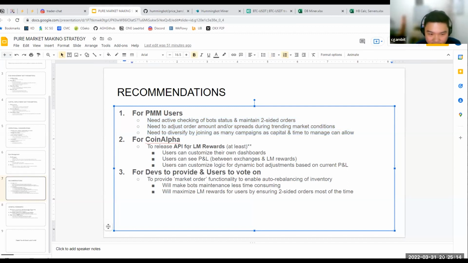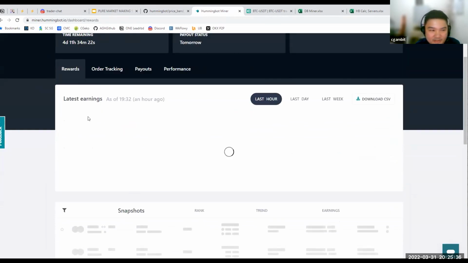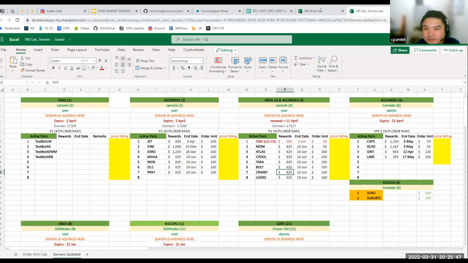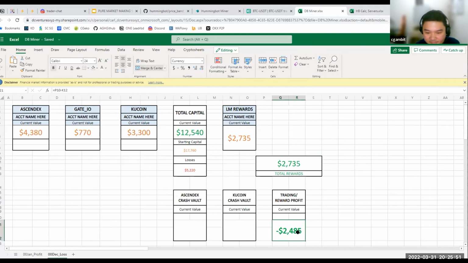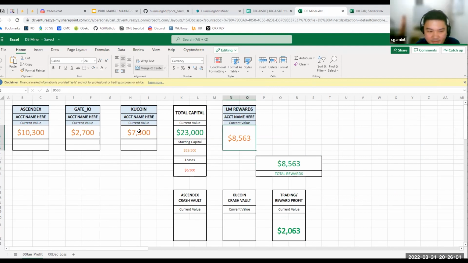And then the recommendation for CoinAlpha is, if they can release the API for LM rewards at least, it's a game changer for us to have this API for LM rewards. If we are able to get these rewards, the earnings, this will be automated, and then we can see the profitability on a real-time basis. Because sometimes my colleagues will not be able to update this regularly, and then we are surprised at how come the profit or the loss is already bigger.